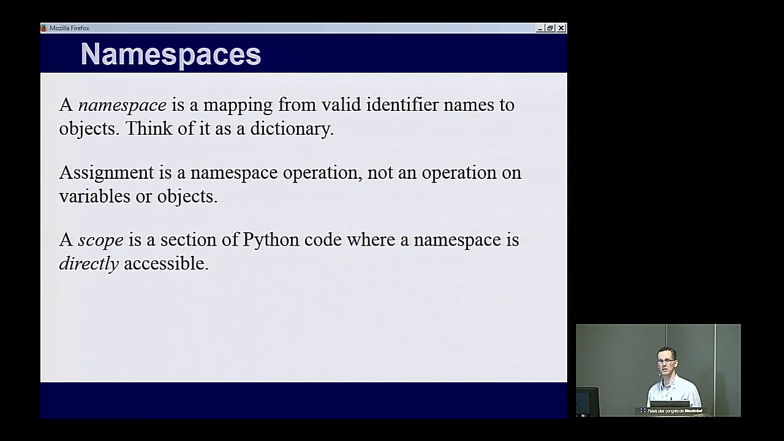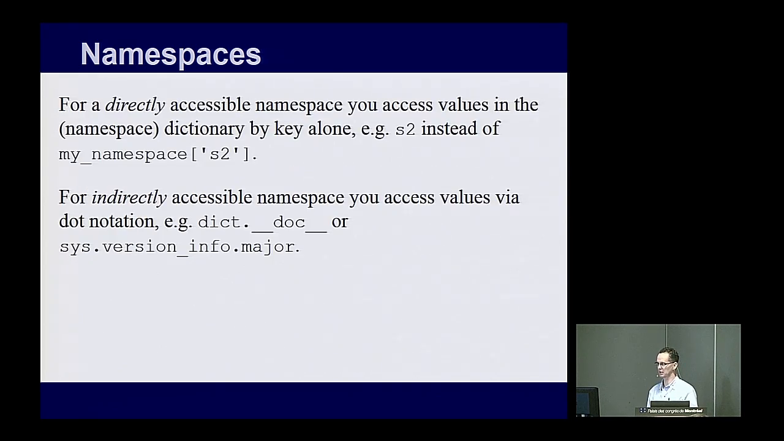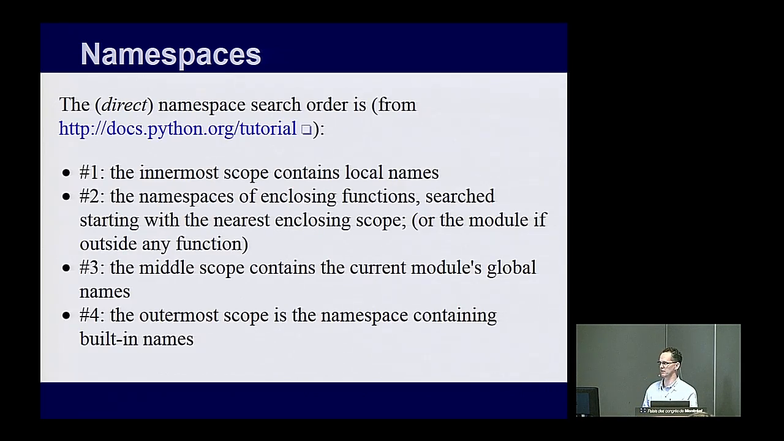A scope is a section of code where a namespace is directly accessible. So for directly accessible namespaces, you access it just by using the name. For indirect ones, you use a dot notation. Nothing new here. Those are some examples like sys.version.